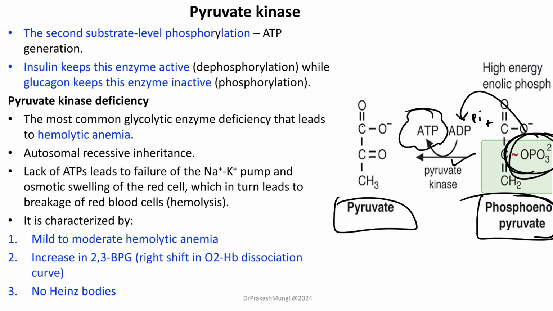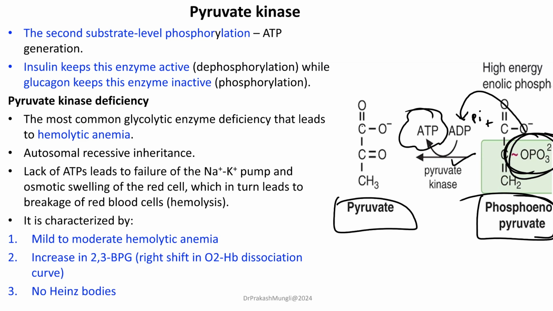So 2 molecules of phosphoenol pyruvate, 2 molecules of ATP for every molecule of glucose. Remember that 2-2-2 thing, right? So this is how glucose is oxidized all the way to 2 molecules of pyruvate, making ATPs. Initially we have spent 2 ATPs, later we have made 4 ATPs. So 4 minus 2 will be net 2 ATP.